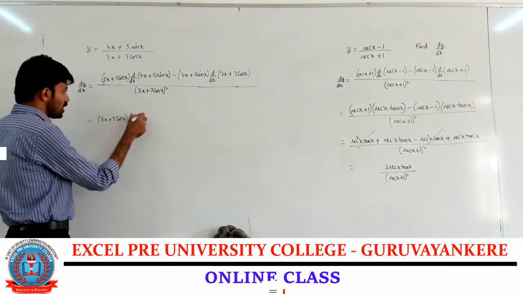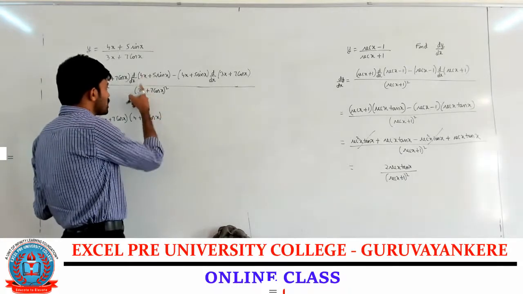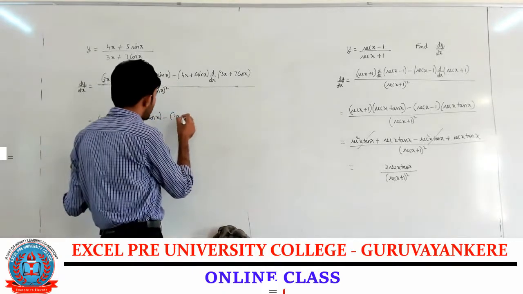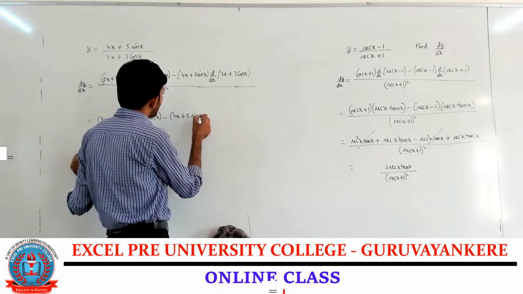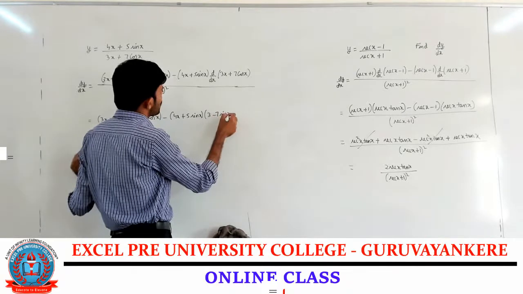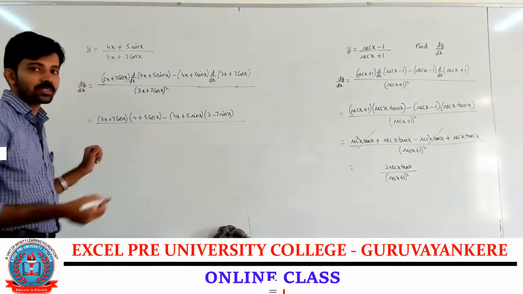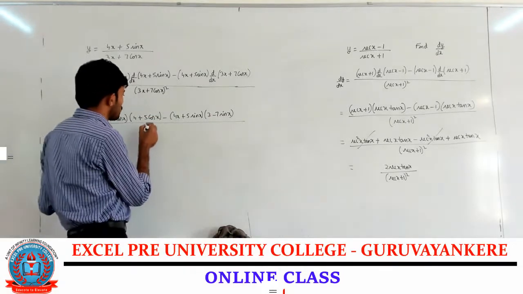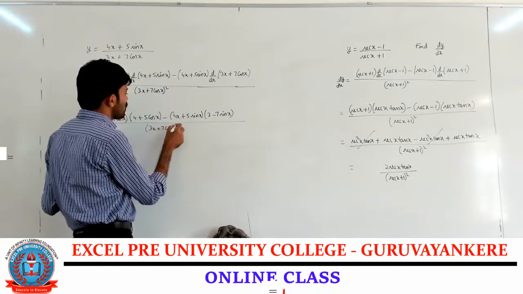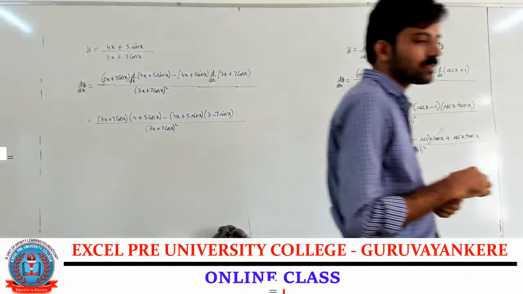Derivative of 4x is 4, derivative of 5 sin x is 5 cos x. Constant into variable, constant keep as it is. Differentiate x, 1. Derivative of 5 sin x is 5 cos x, minus 4x plus 5 sin x, derivative of 3x is 3, derivative of 7 cos x is minus 7 sin x. Constant into variable, constant keep as it is. Derivative of cos x is minus sin x. Divided by 3x plus 7 cos x the whole square. Multiply the terms, simplify it.